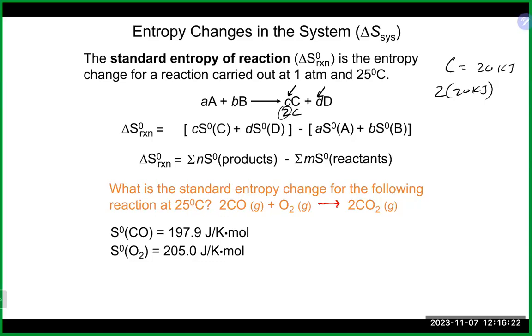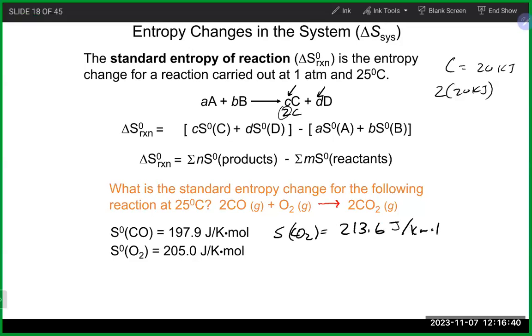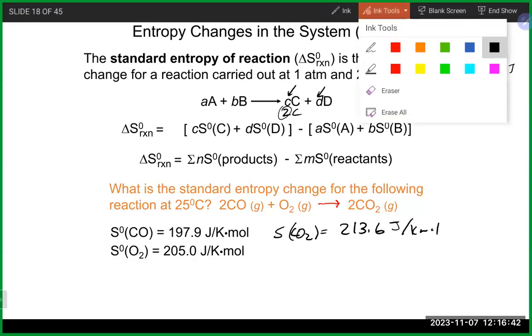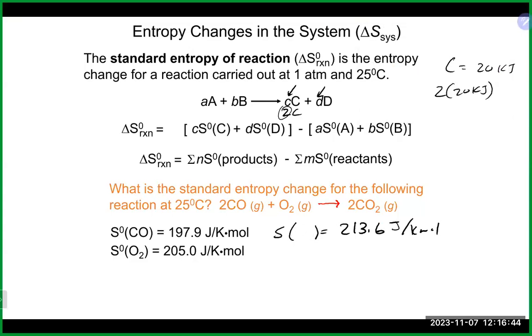So why don't we try one here? I feel like I lost one on my handout, so I'll add it there. I think you have it on yours, maybe, which is CO2. The CO2 is 213.6 joules per Kelvin per mole. All right, so take a moment and calculate the delta S. These are values, again, that you would find in a table.